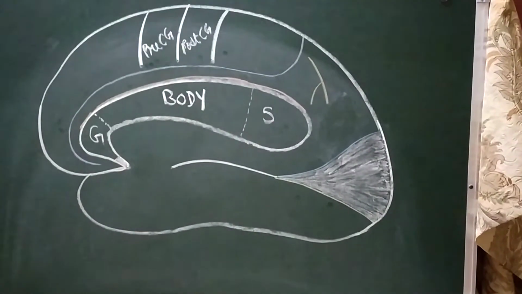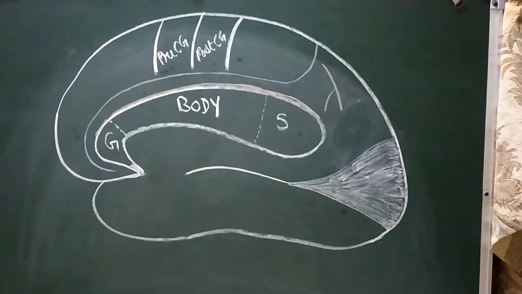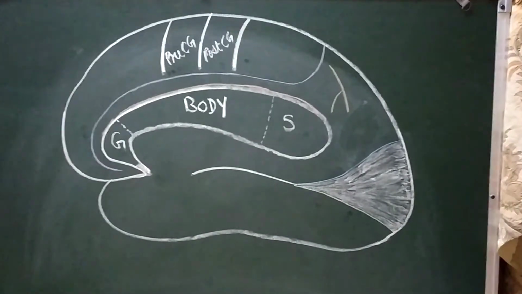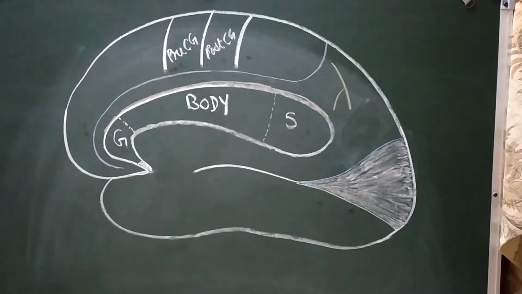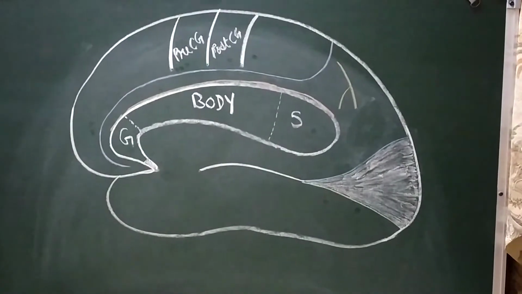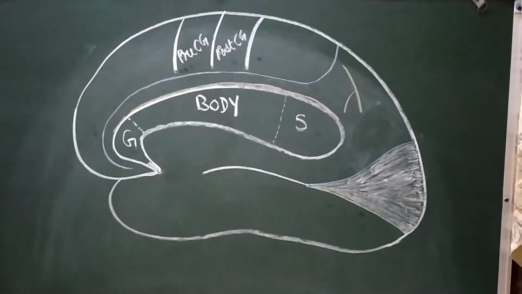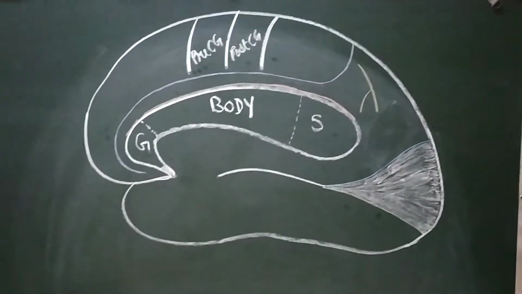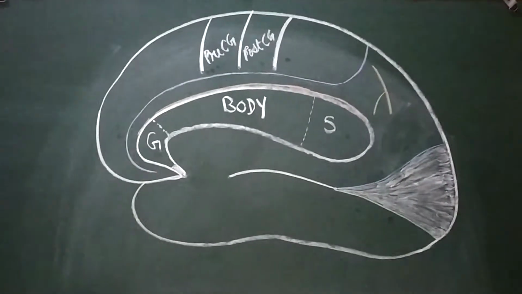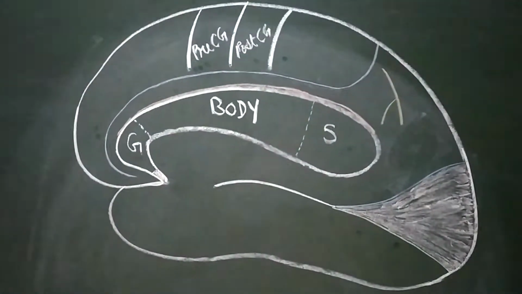Hi everyone. So today let's begin with discussing the sulci and gyri which are present on the medial surface. The diagram which you can see is the medial surface of the cerebral hemisphere.